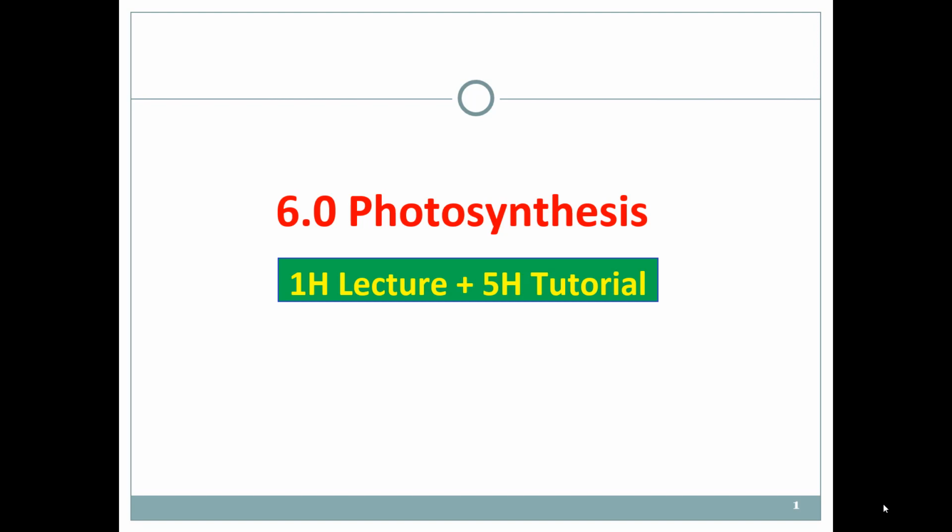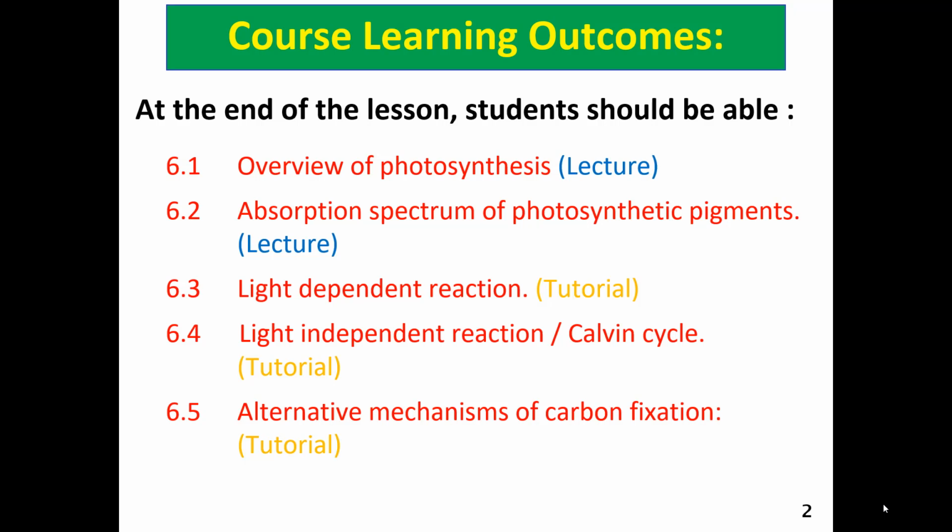The time allocation for this topic is 1 hour lecture and 5-hour tutorials. The photosynthesis topic involves 5 subtopics. 6.1 Overview of photosynthesis. 6.2 Absorption spectrum of photosynthetic pigment. 6.3 Light dependent reaction. 6.4 Light independent reaction or Calvin cycle. 6.5 Alternative mechanisms of carbon fixation.